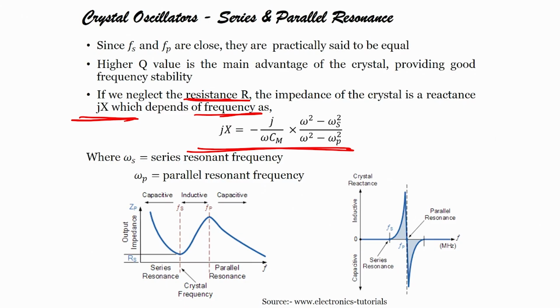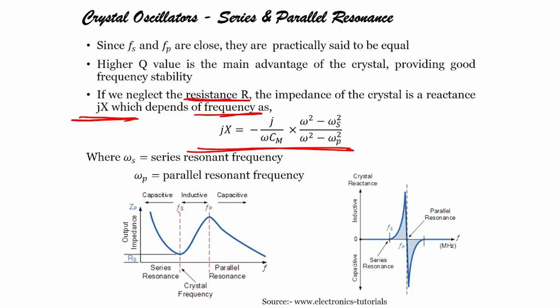It will be nothing but the reactance jX, which is minus j by omega Cm into omega squared minus omega s squared divided by omega squared minus omega p squared, where omega s is the series resonance frequency and omega p is the parallel resonance frequency, right. So, in series resonance frequency you can see the output impedance here, and you can see the parallel resonance frequency.